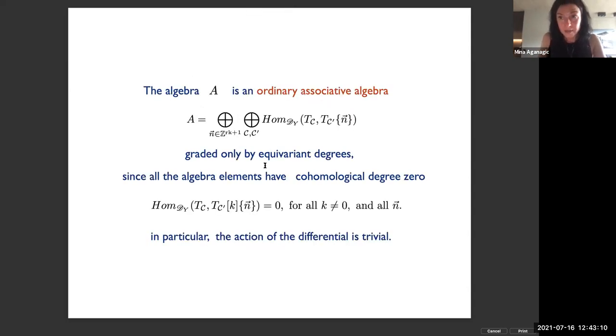This algebra turns out to be an ordinary associative algebra graded only by equivariant degrees, because all the algebra elements turn out to have cohomological degree zero. In particular, the action of the differential is trivial. You can see this from the fact that essentially the holomorphic form is the holomorphic form on the Cartesian product. So the theory very much behaves like just a Cartesian product, even though it's not a Cartesian product of cylinders. It's not that because of the non-single-valued potential.